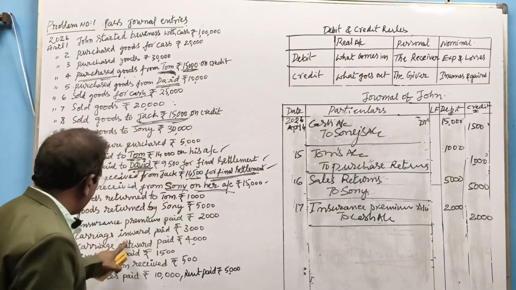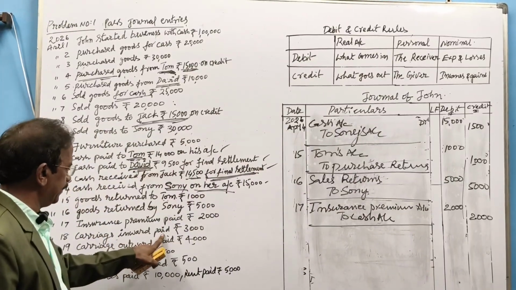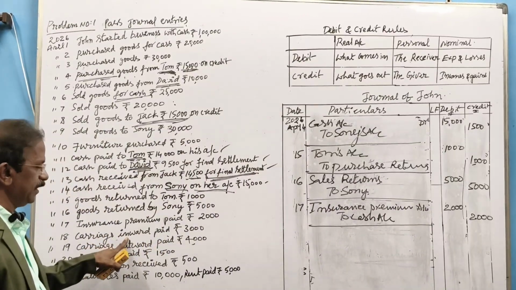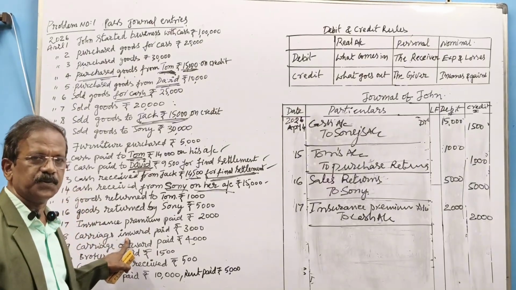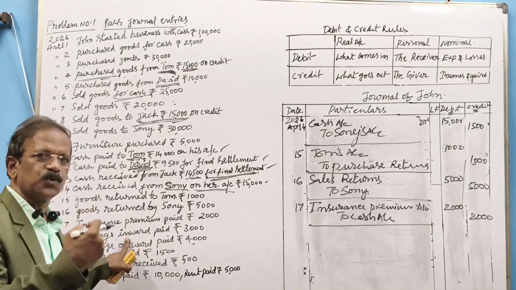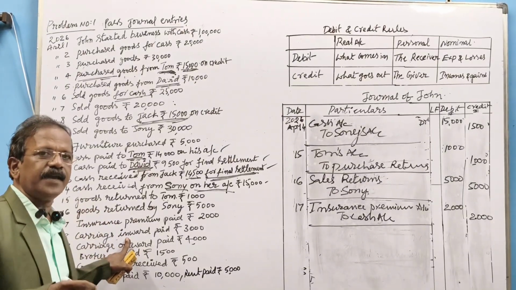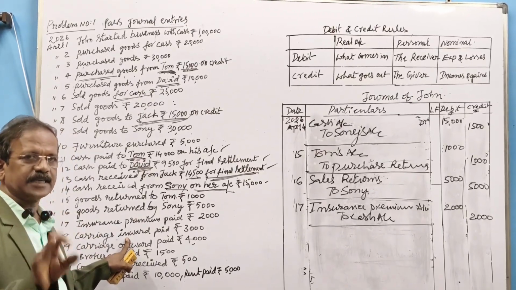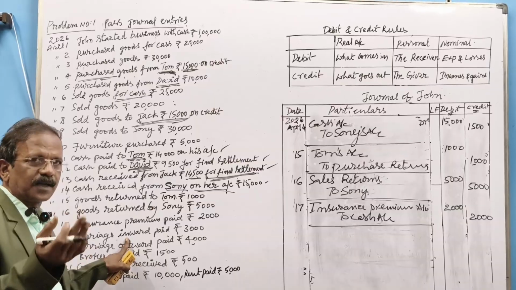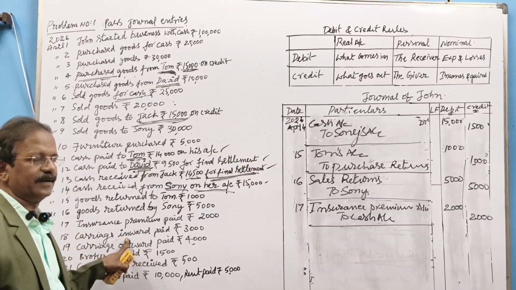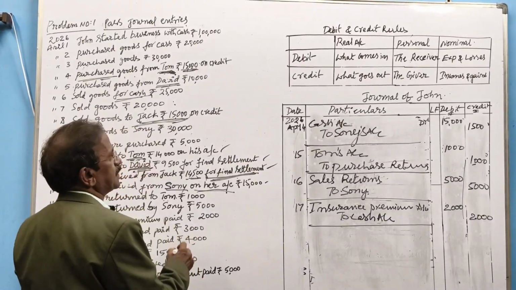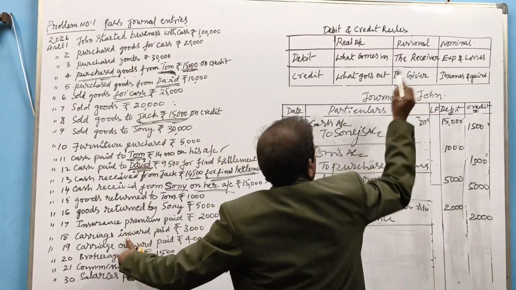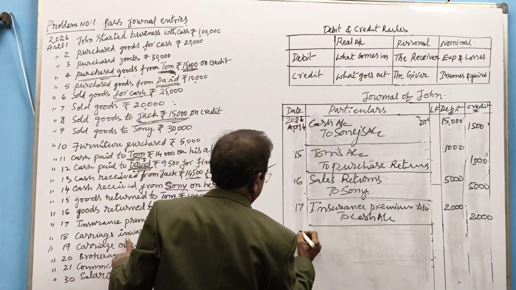Now carriage inward paid. Carriage inward means when we purchase goods, for carrying those goods to our premises, we have to pay some amount. That is called carriage inward. It is an expense. Means it won't come back again. That money won't come back again. So it is an expense. Since it is an expense, expenses account is to be debited.